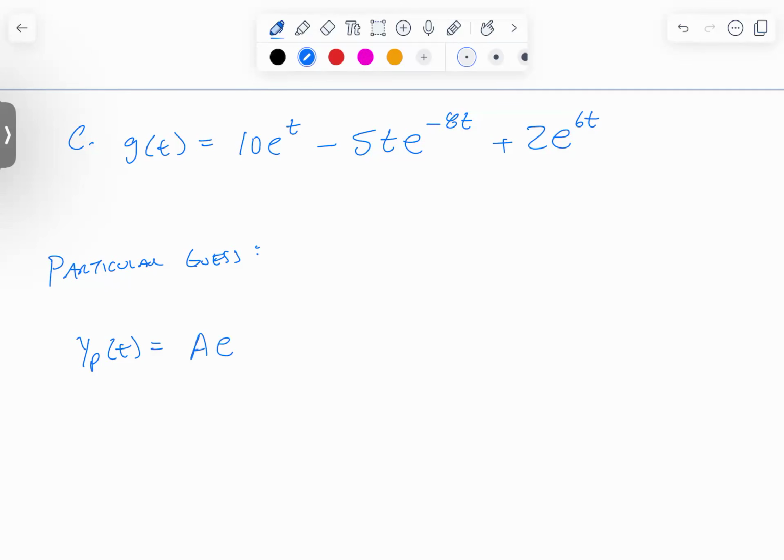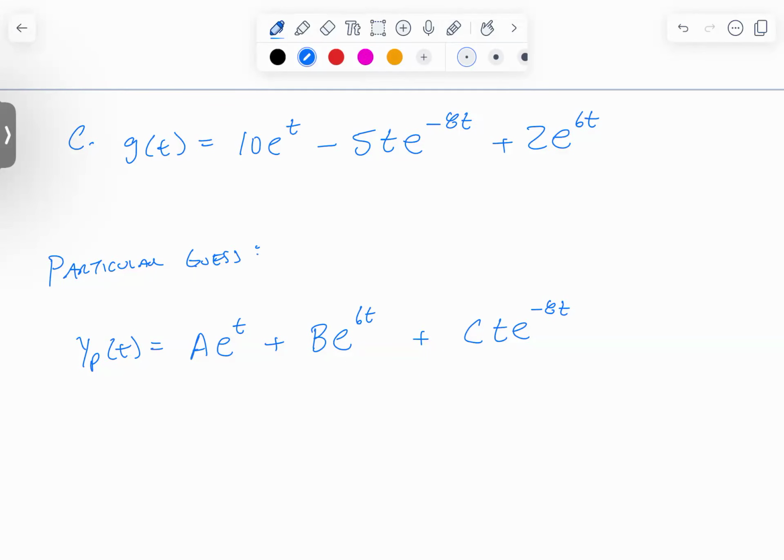So A e to the t, and while I'm at it, I'm just going to take the last one too, plus B e to the 6t. Those are individual polynomials, got them both accounted for. For the middle one, what's going on? Polynomial and an exponent. So can I just do that with plus C t e to the negative 8t? No. What am I missing? The degree of t is 1, which means I have to account for a constant.